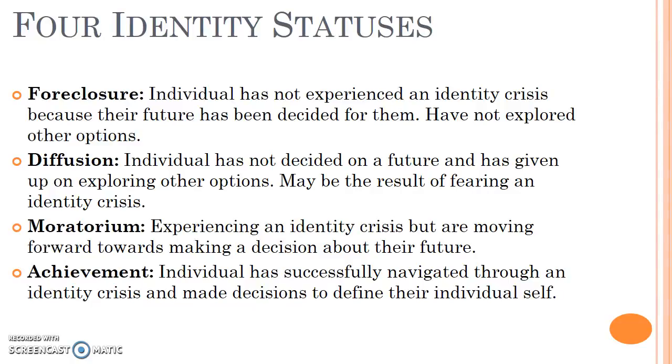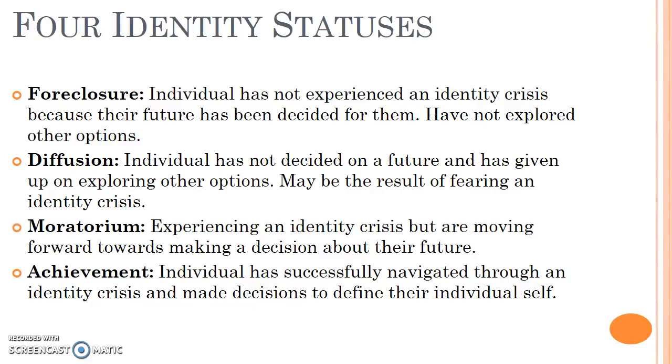So the first identity status is foreclosure. And this means that the individual has not experienced an identity crisis because everything's kind of been determined for them. Their values and beliefs are given to them. Their occupation is given to them. And to an extent, maybe they don't feel as if their sexual orientation is going to be accepted by their family or friends, and so they kind of ignore that part of themselves and ultimately find themselves in a state of identity foreclosure. But ultimately, you're not experiencing the identity crisis because all three of those things that were mentioned on the previous slide have been decided for you.